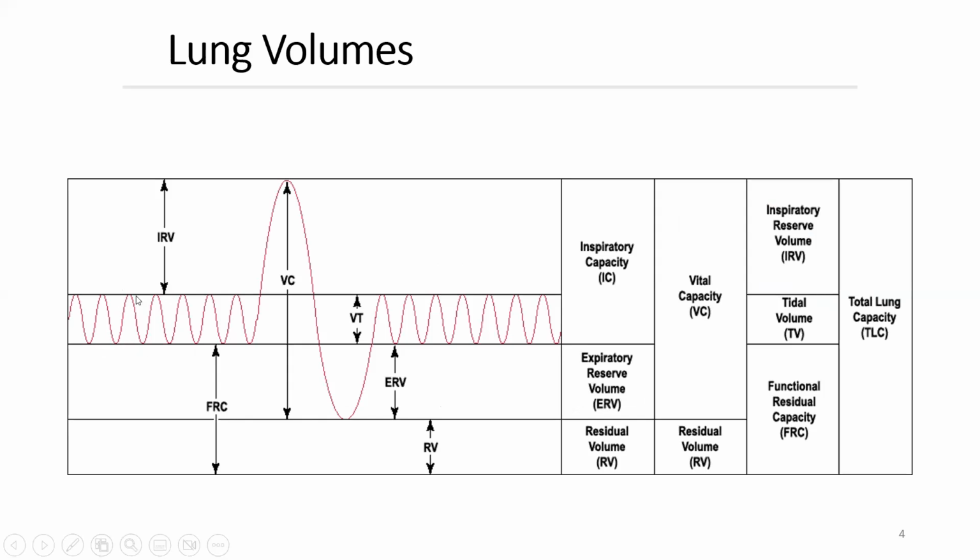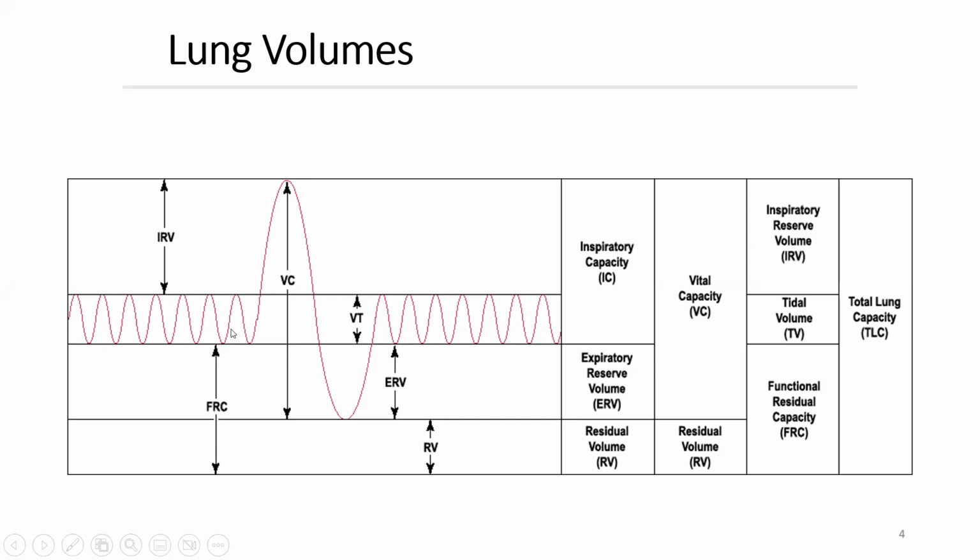We breathe in this area. This is the inspiration and the expiration. This is the tidal volume. During the pulmonary function test, we take deep inspiration and then deep expiration. And this is the residual volume or the air remaining in our lungs. So residual volume cannot be measured. This is the vital capacity, deep inspiration followed by deep exhalation.